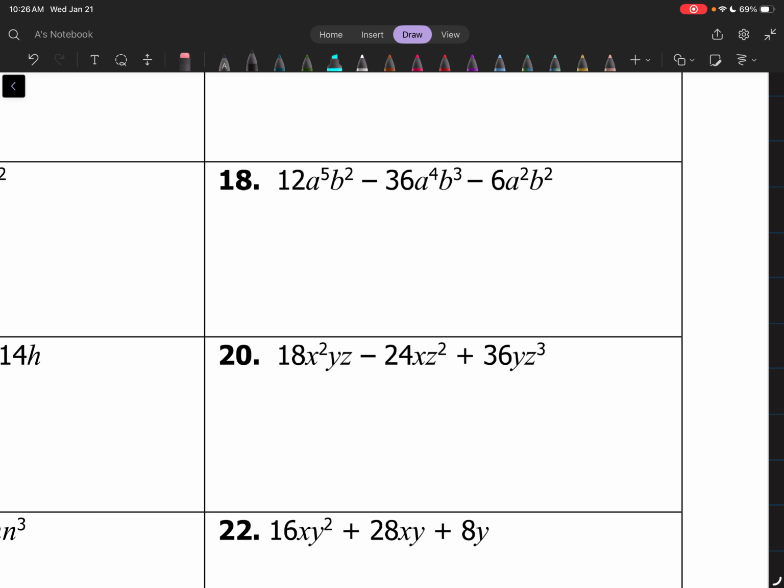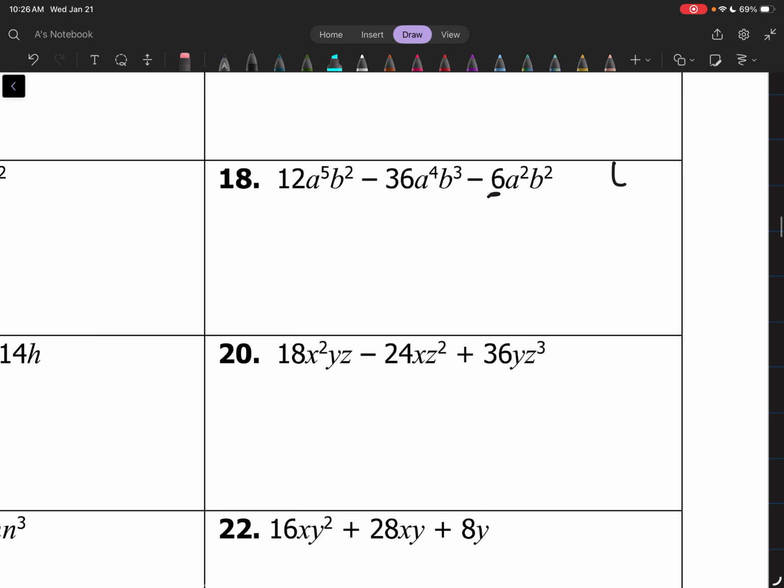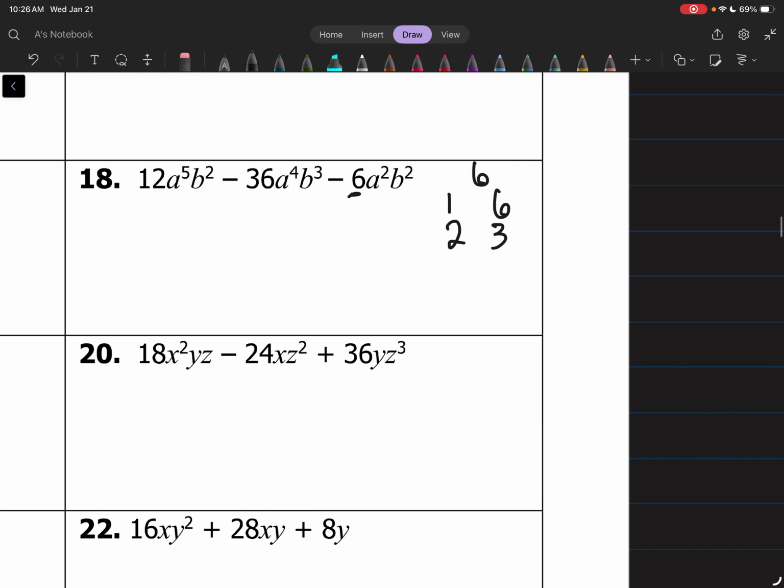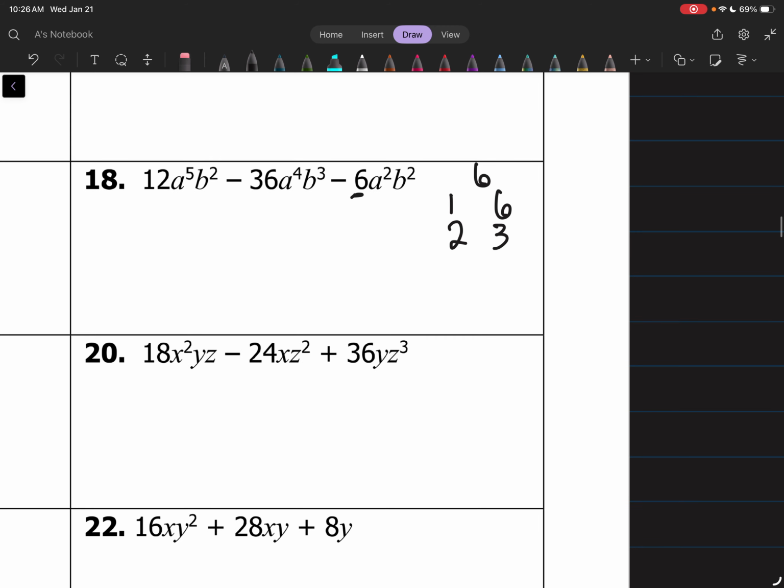All right, I'm going to look at my lowest coefficient. That would be 6. My factors of 6 are 1 and 6, 2 and 3. So the question is, does 6 go into 12 and 36? 12 over 6 is 2. 36 over 6 is 6. So yes, 6 is my GCF, my greatest common factor.